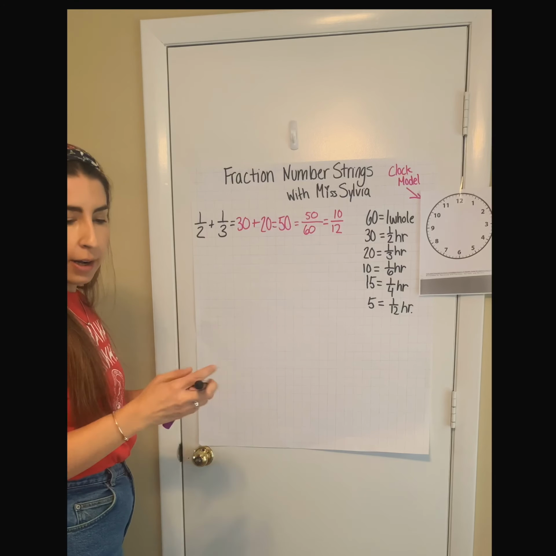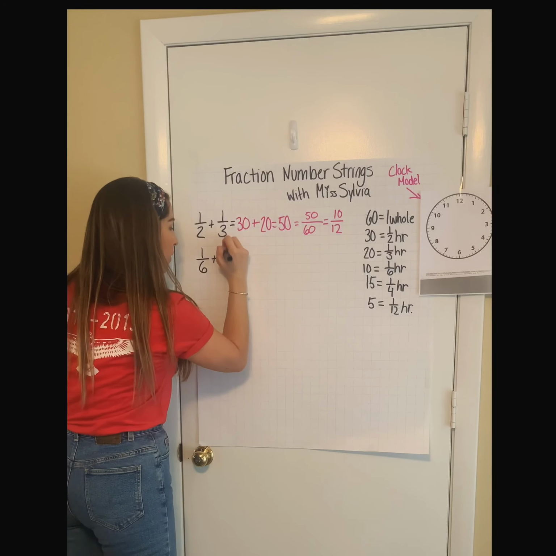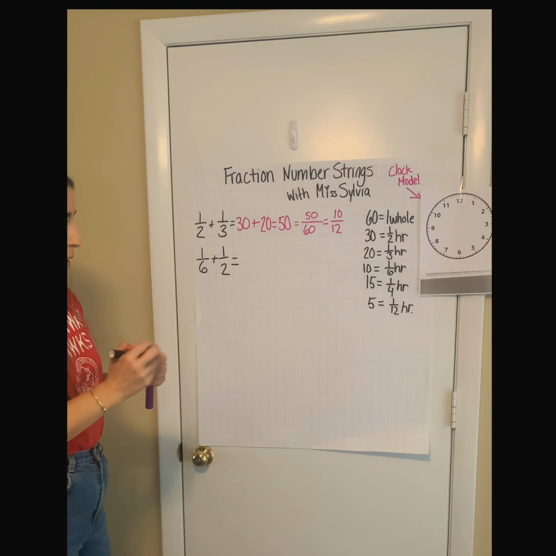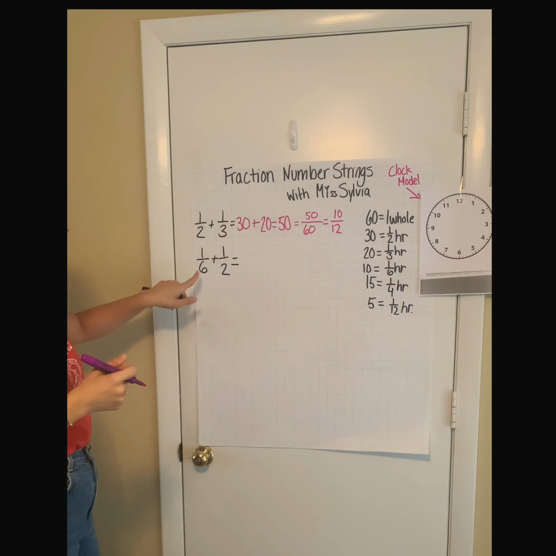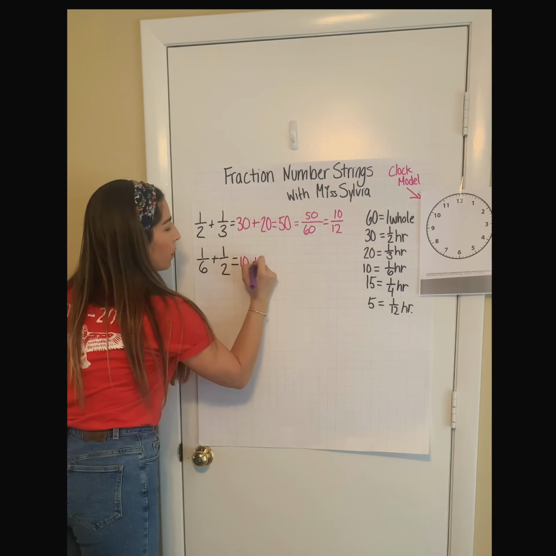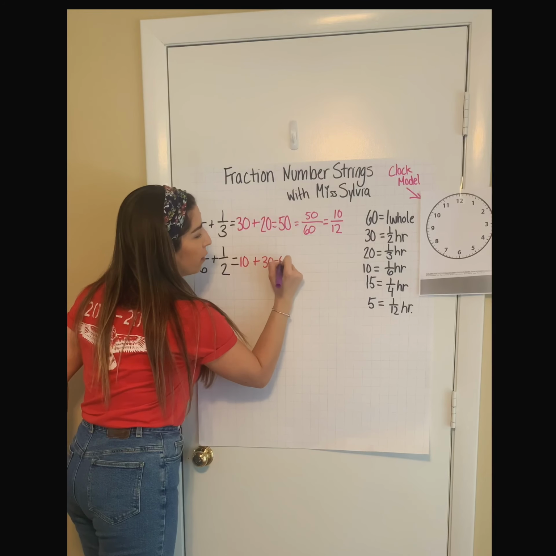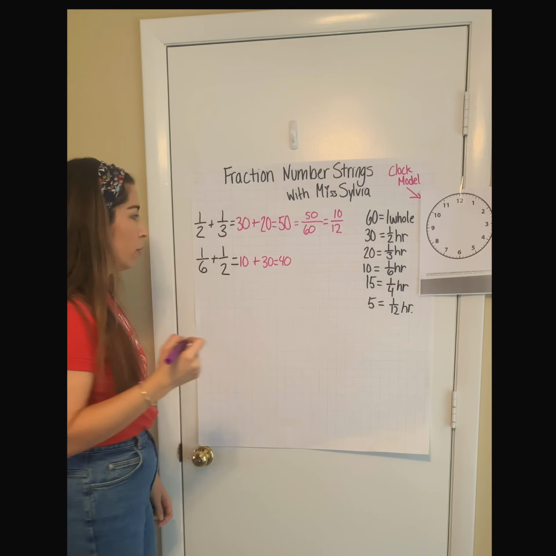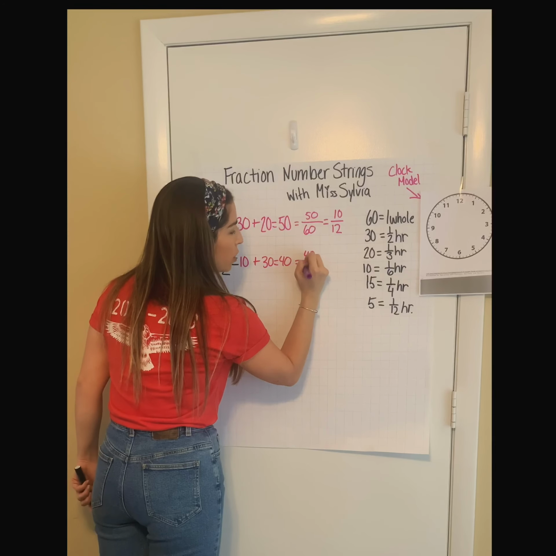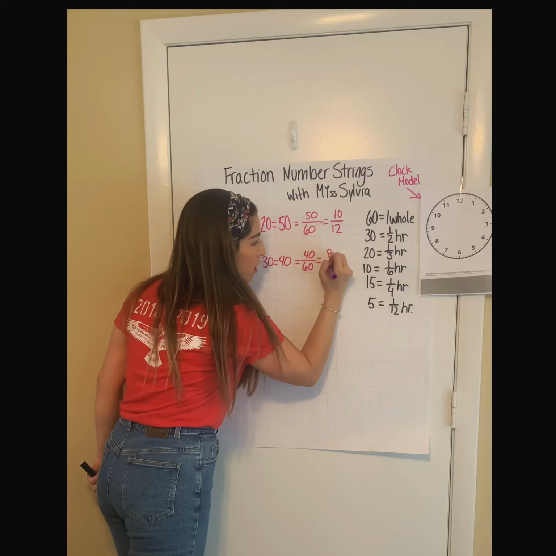All right, moving on, our next problem is 1/6 plus 1/2. Pause the video now so that way you can solve. I'm taking a look at these unit fractions. 1/6 is equivalent to 10 minutes. 1/2 is equivalent to 30 minutes. We add those together, that equals 40 minutes total. We take that 40 and we put it over the total minutes, which is 60. And again, we can simplify that to 8/12.